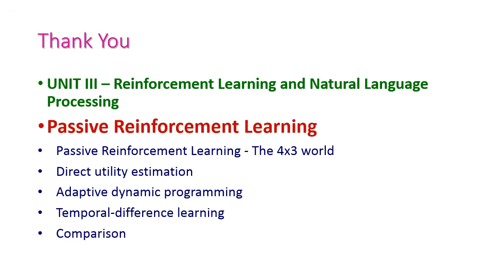So far we have seen passive reinforcement learning. Here we defined passive reinforcement learning and explained it using the example 4x3 world. After that we saw three different approaches: direct utility estimation, adaptive dynamic programming, and temporal difference learning. After that we saw the comparison of all three approaches.